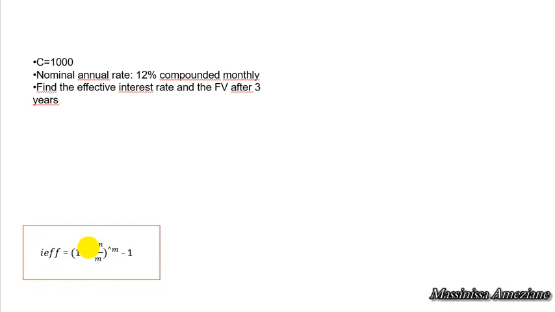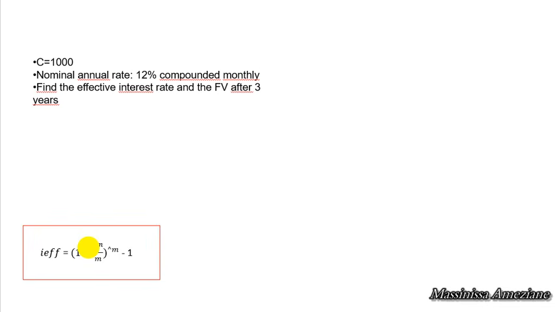Let's see an example. Imagine you have a capital of $1,000 that you want to invest for 3 years. The nominal annual rate, this is quoted by the bank, is 12%, but it is compounded monthly. Find the effective interest rate and find the future value after 3 years. Let's start with the effective interest rate.